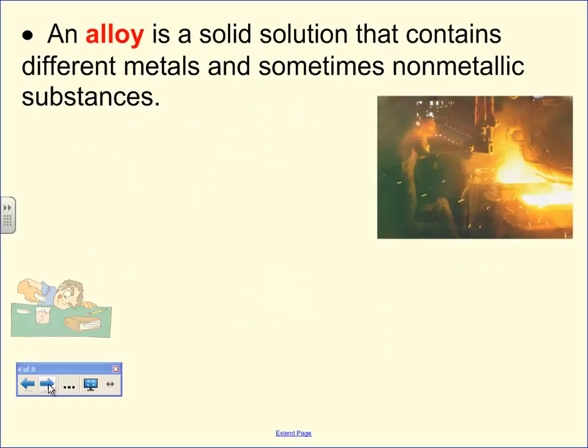Now, typically we think of solutions as being liquids, where we've got something that's dissolved in a liquid. That doesn't always have to be the case. An alloy is a good example of what we call a solid solution, where we've got different metals that are blended together in such a way that they're evenly distributed. And one of the best examples of this, and probably the most important, is steel.